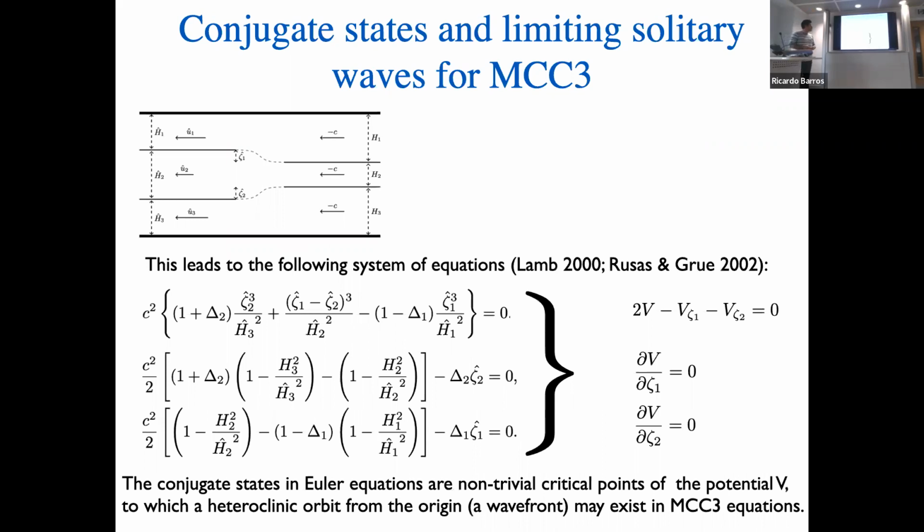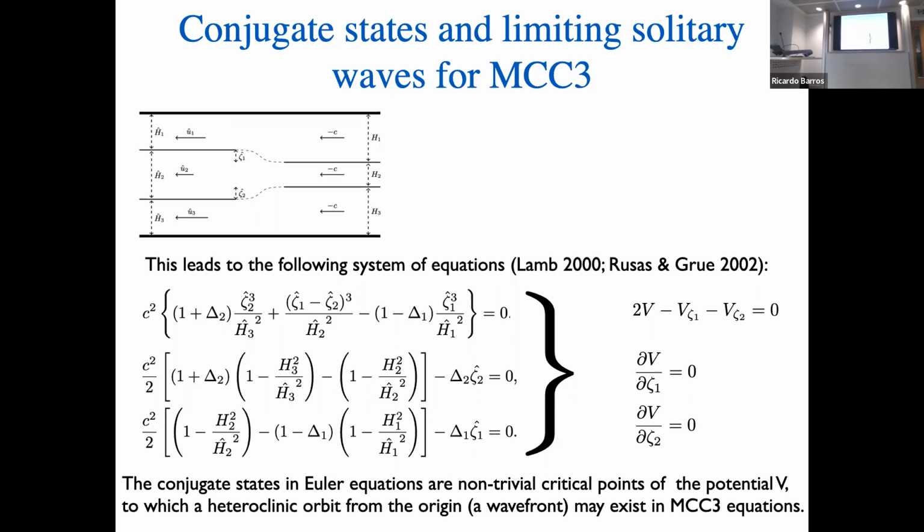In terms of the model itself, these are obtained from Euler by Lamb, Rousseau, Grue, and other authors. What we see in terms of our model is that this corresponds exactly to v equals 0 and the partial derivatives of v equal to 0. So what we are saying is that the conjugate states can be thought of, for our model, as the critical points of the potential which have zero level energy.